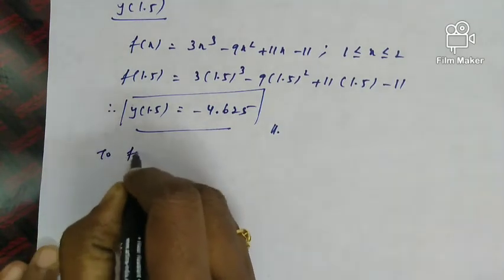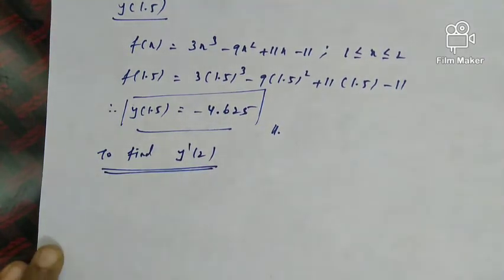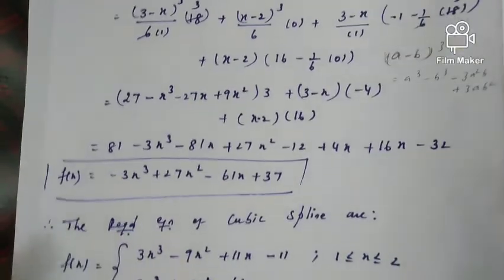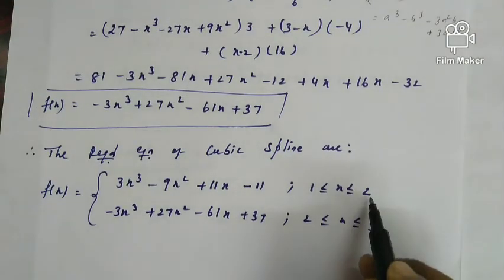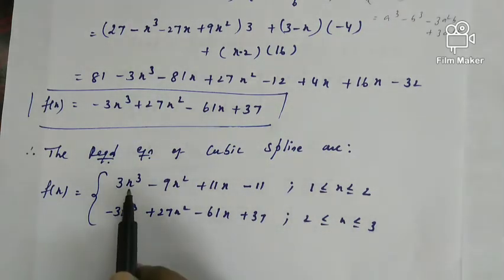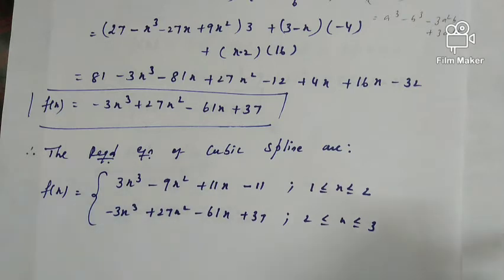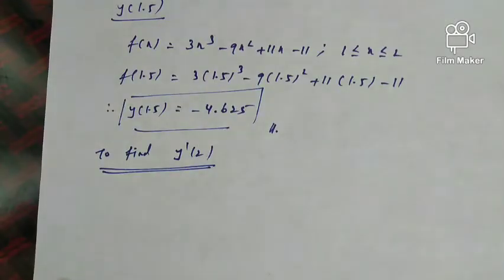Next we have to find out y dash of 2. That means x is equal to 2. So in this case, you can take any one of the equations because x is equal to 2. In the first equation also x takes the value 2. The second equation also x takes the value 2. So choice is ours. If you are taking the first equation, find out the f dash and substitute x is equal to 2. If you are taking the second equation, find out the f dash and put x is equal to 2. Choice is ours only.